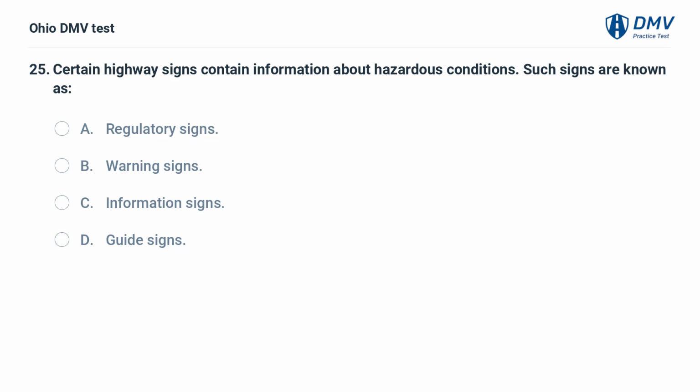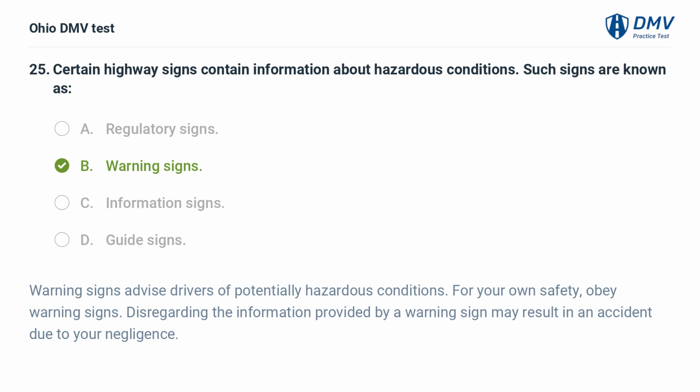Certain highway signs contain information about hazardous conditions. Such signs are known as A. Regulatory signs. B. Warning signs. C. Information signs. D. Guide signs.